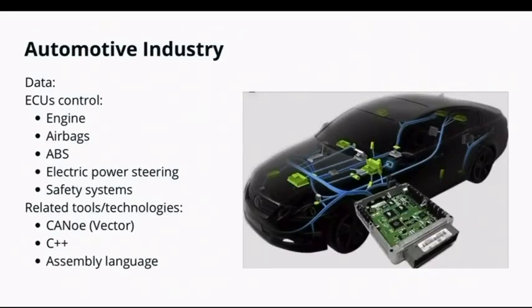Assembly language in the automotive industry. The automotive industry uses increasingly advanced electronic systems. Modern vehicles have computers known as ECUs, responsible for controlling functions such as the engine, airbags, the ABS system, and electronic steering. Although much of the software is developed in C or C++, some critical functions still use assembly language due to its speed and reliability.